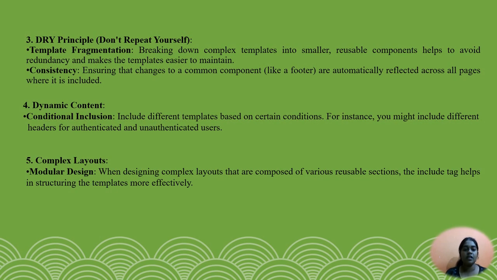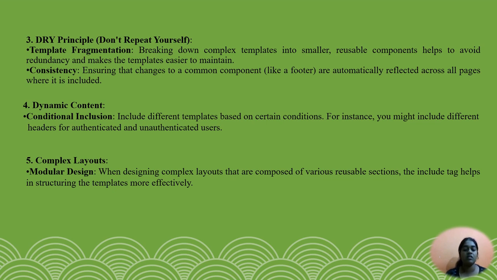That is template fragmentation and consistency, where consistency ensures that changes to, say, a footer are automatically reflected across all the pages where it is included. Dynamic content is a conditional inclusion, where you include different templates based on certain conditions. For instance, you might include different headers for authenticated and unauthenticated users. Then complex layouts, that is, modular design.